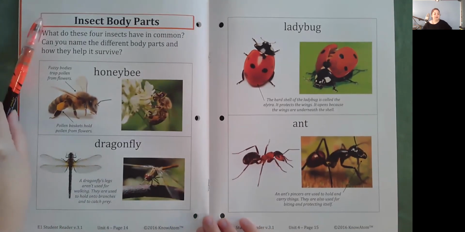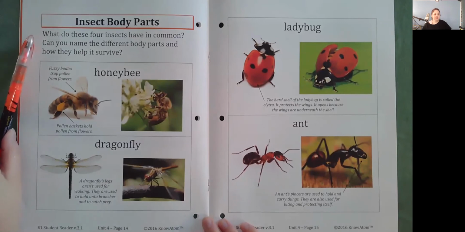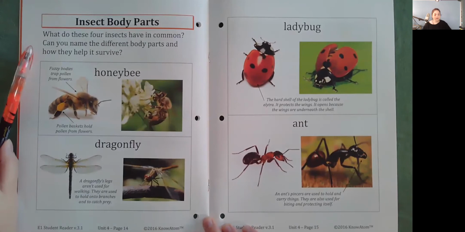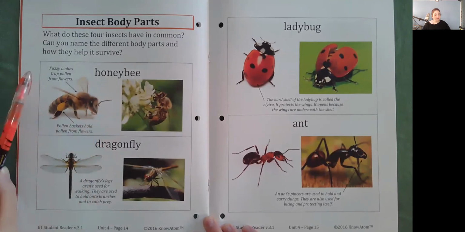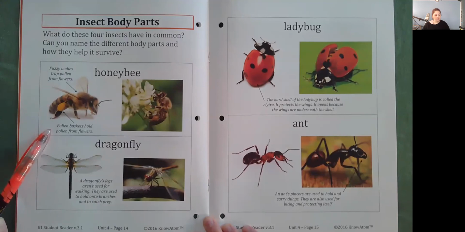Insect body parts. What do these 4 insects have in common? Can you name the different body parts and how they helped it survive? So here's a honeybee. Fuzzy bodies trap pollen from flowers. Pollen baskets hold pollen from flowers. Dragonfly. A dragonfly's legs aren't used for walking. They are used to hold onto branches and to catch prey.